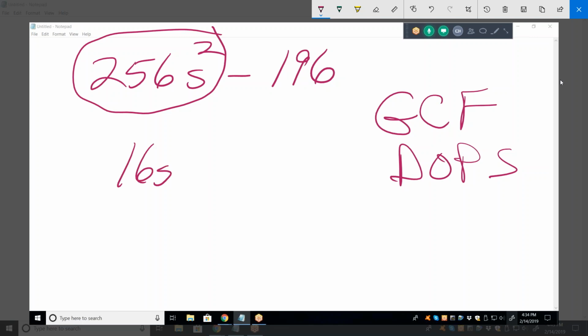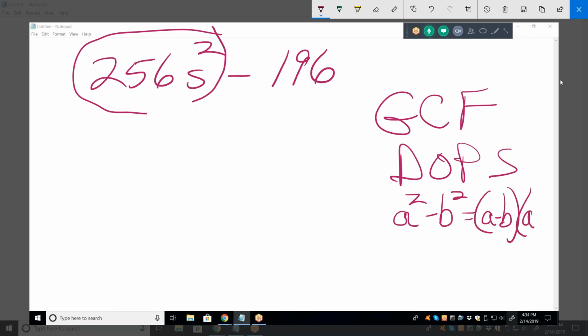16s squared is 256s squared. Okay, so here is the standard formula for difference of perfect squares. I'm going to write it down here. A squared minus b squared is always equal to a minus b times a plus b.